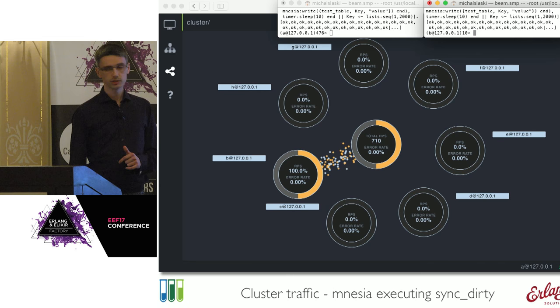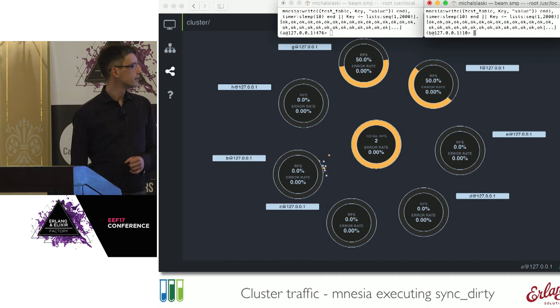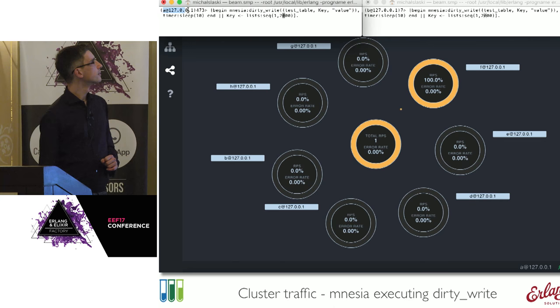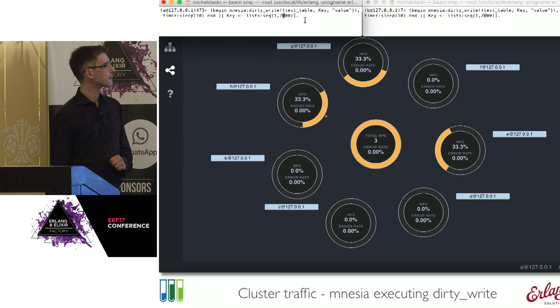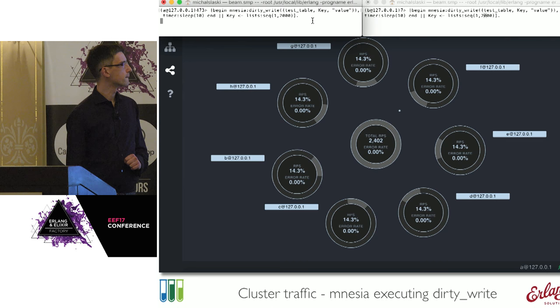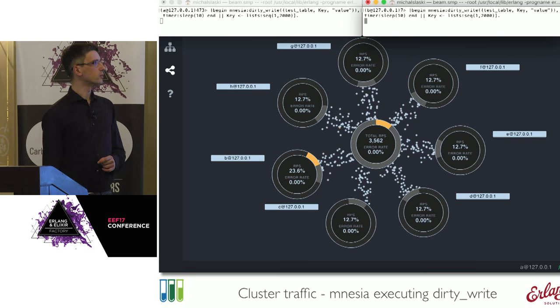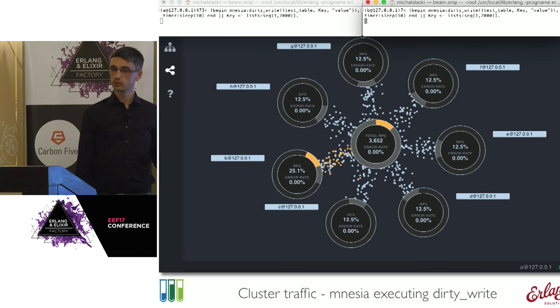And then we have another one, which is dirty write. And this one, again, we will be executing it first from the central node. There's even less operations now. We can see something like 3,000. And you can see that the color of those is only blue, meaning we don't actually receive any messages back. We just send them out. This is truly asynchronous, and we don't receive them back.